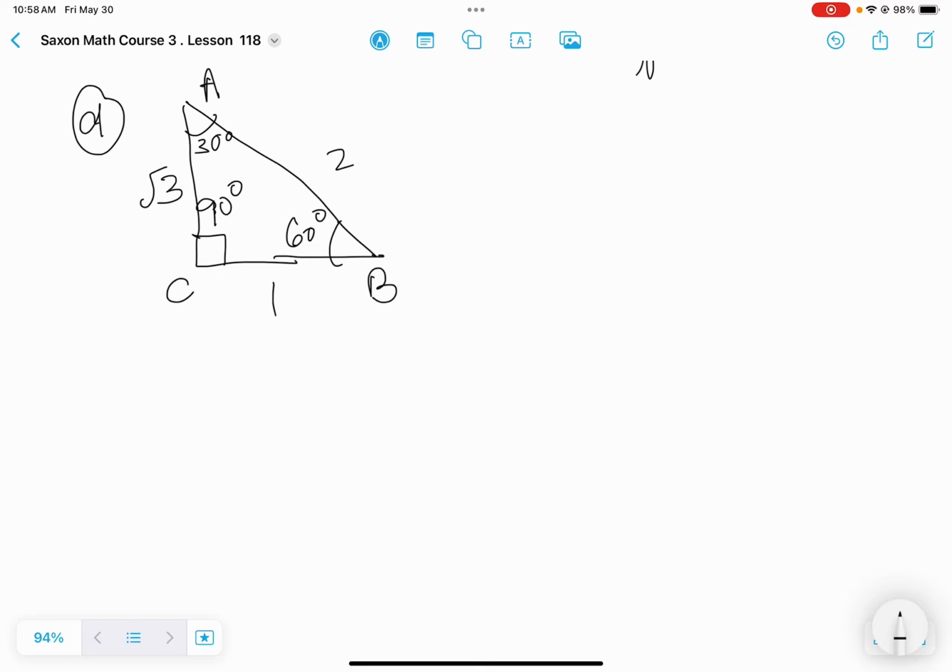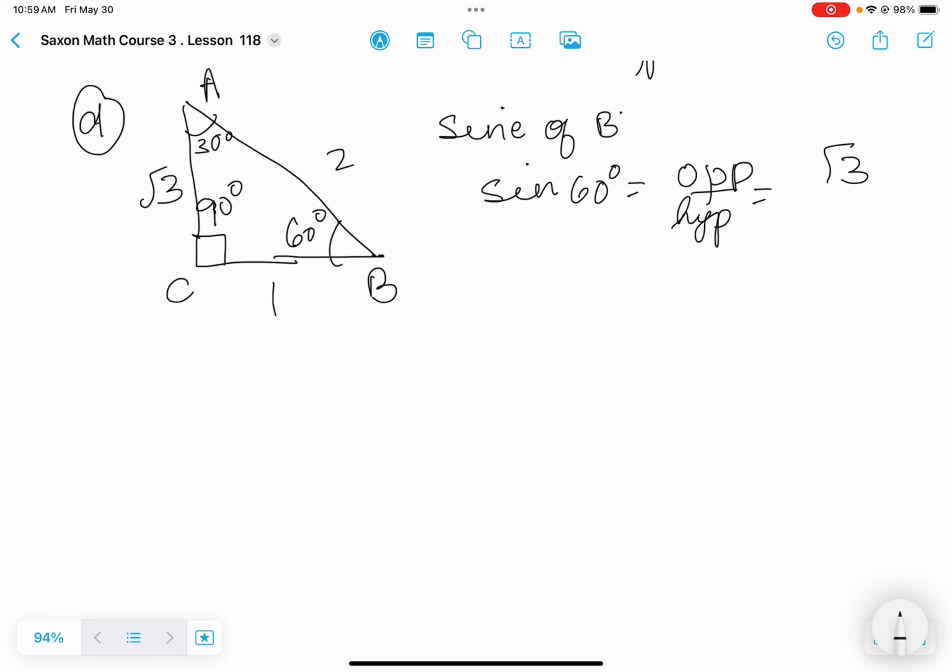D, they're asking us to find sine of B. That is nothing but sine of 60 degrees. Sine is opposite by hypotenuse. Oh, sorry, I wrote opposite by sin. Let us remove that. Right, opposite by hypotenuse. So opposite of 60 is root 3, and hypotenuse is 2. That's your sine 60.